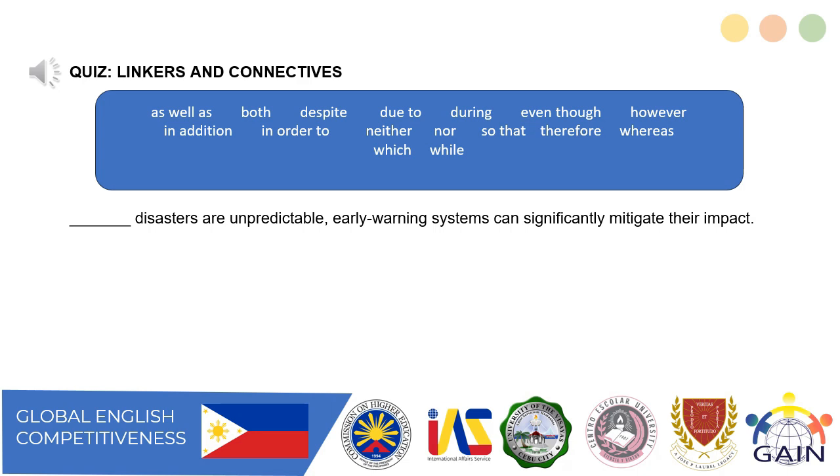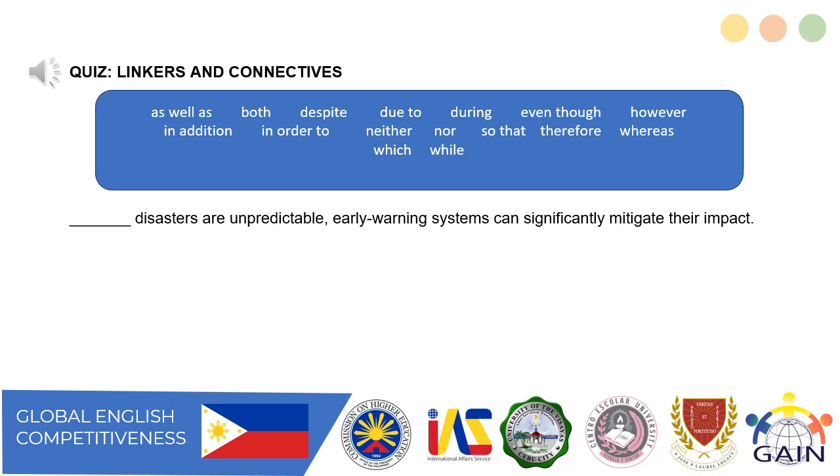Next, blank disasters are unpredictable. Early warning systems can significantly mitigate their impact. Which linker should we use? The answer here is while. While is used here to introduce a contrast. It indicates that despite the fact that disasters are unpredictable, the next clause highlights a positive aspect related to early warning systems.